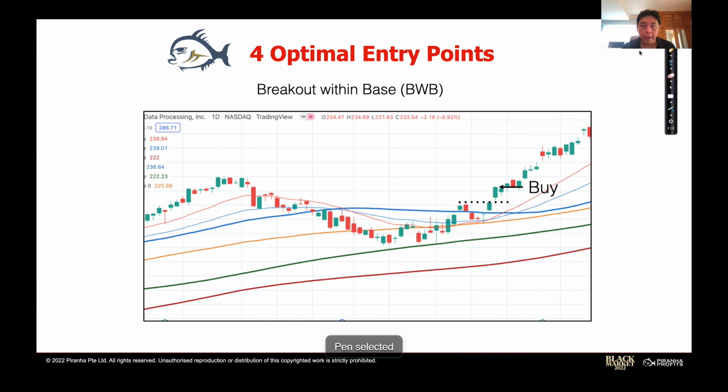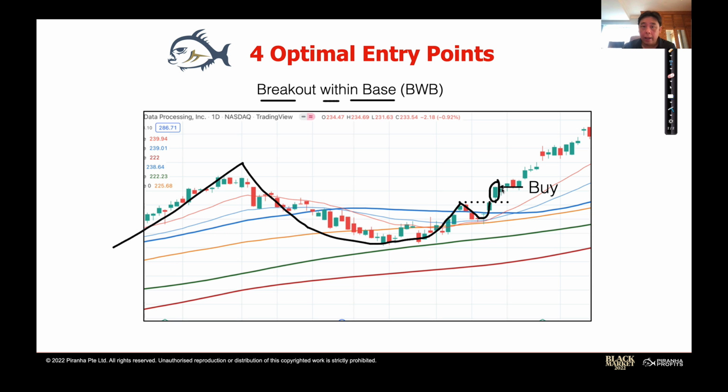Here we go. This is a breakout within base pattern. Again, it starts with a nice uptrend, and then goes into this rounded base, right? Rounded base, hits the high, that's the high of the base, draw a dotted line to represent the resistance, pulls back, and then breaks that resistance. That is the breakout candle.